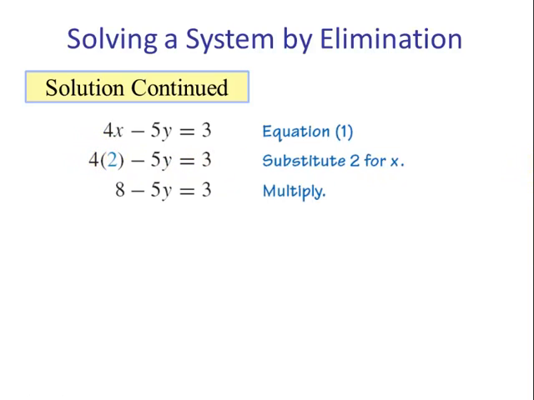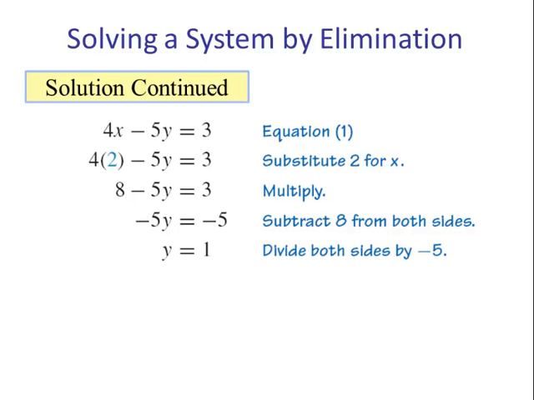So we're left with 8 minus 5y equals 3. Subtract 8 to both sides. We have negative 5y equals negative 5. And dividing by negative 5, we see that y is equal to 1. So the solution is 2, 1. Remember, we always put the x-coordinate first.